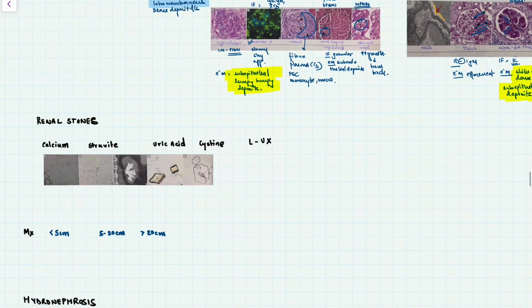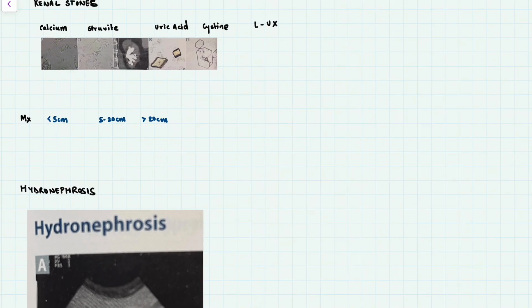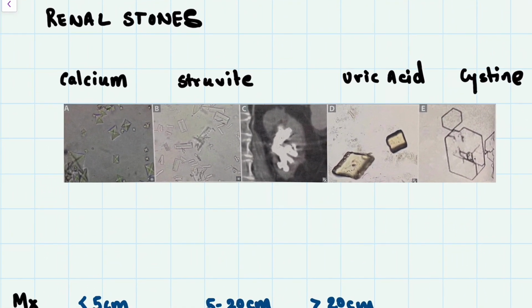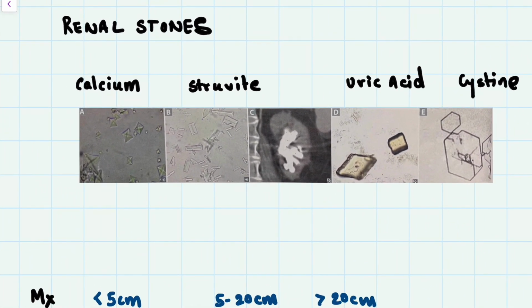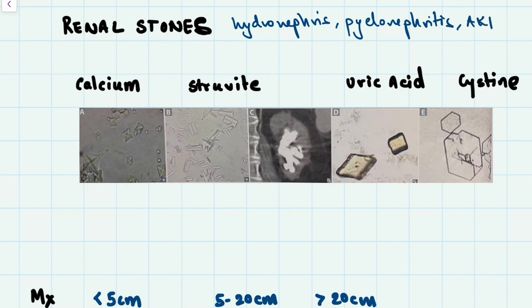Next, we'll talk about renal stones. Stones in the kidney can lead to severe complications like hydronephrosis, if they are causing obstruction, pyelonephritis, as they can serve as a nidus for infection, and even acute kidney injury can also be caused.